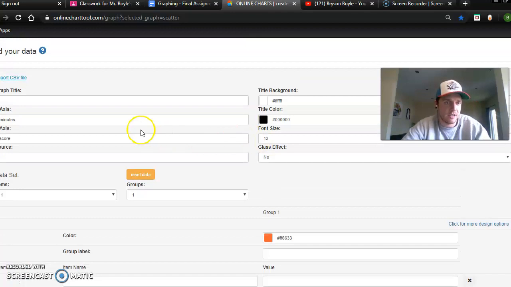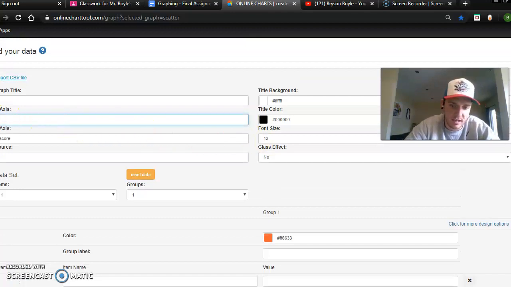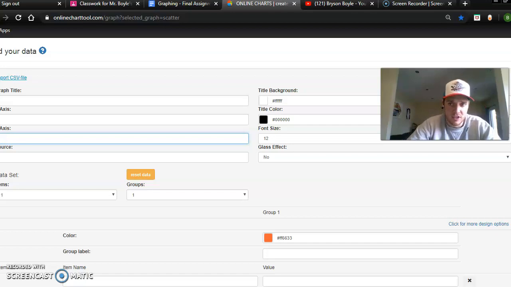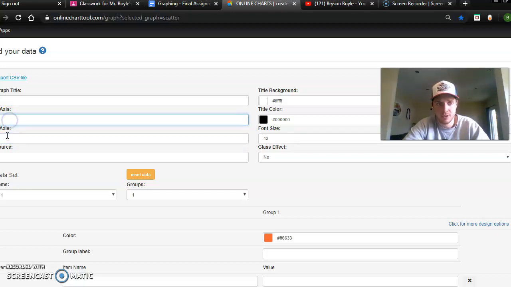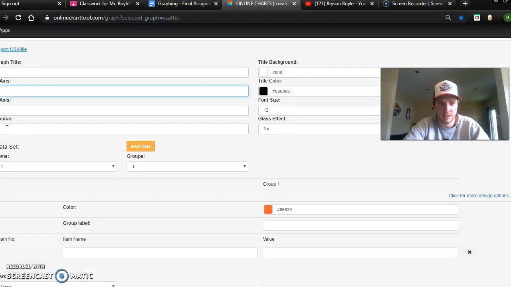You have to enter your x and y axis. So x axis is your independent variable. Y axis is your dependent variable. Figure out what you think they are. I'm not going to give you the answers for this one, all right? What do you think is which? Fill it out. Dependent goes on y, independent goes on x.